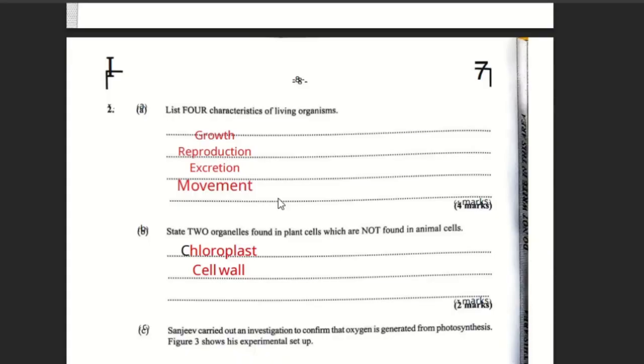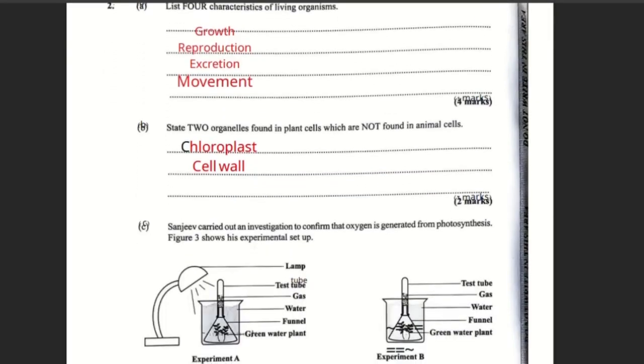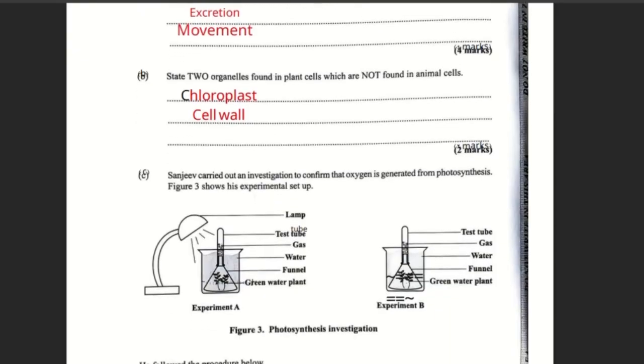Now B says, name 2 organelles found in plants that are not found in animals. Basically, a chloroplast is very unique to plant cells, and a cell wall is also unique to a plant cell. You could have maybe put large vacuole, because you'll only find a large central vacuole in the plant cell, and it's not found in animal cells.